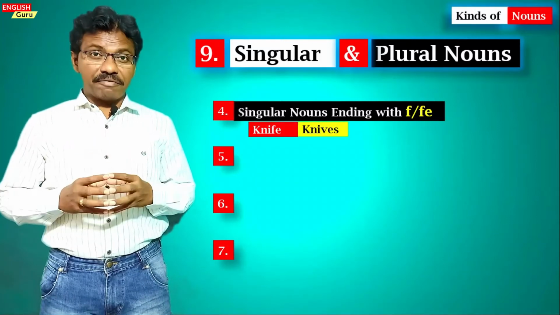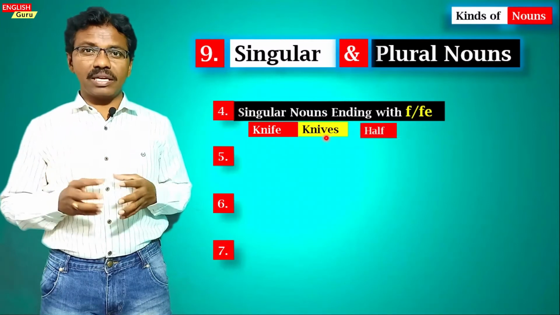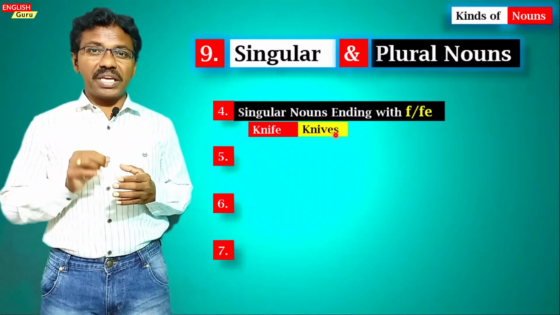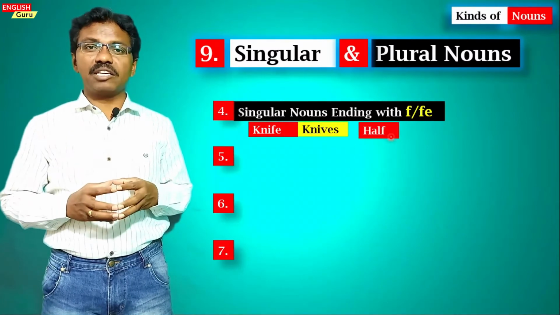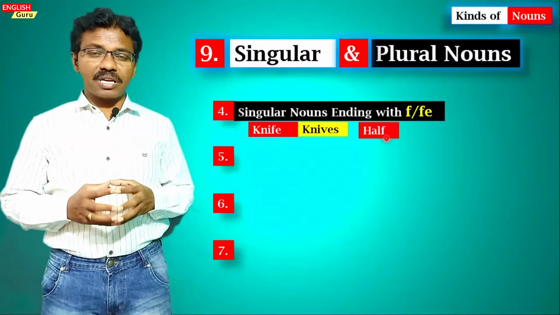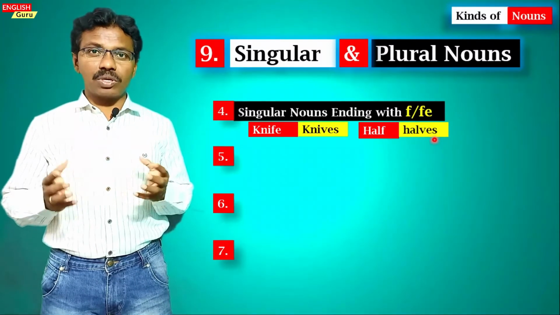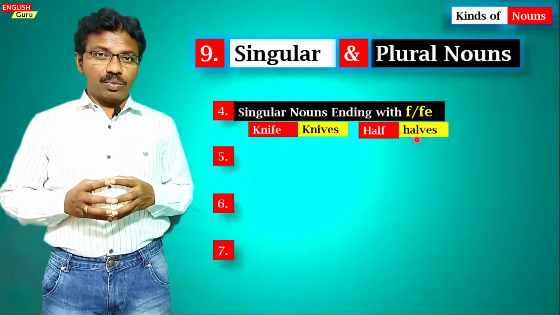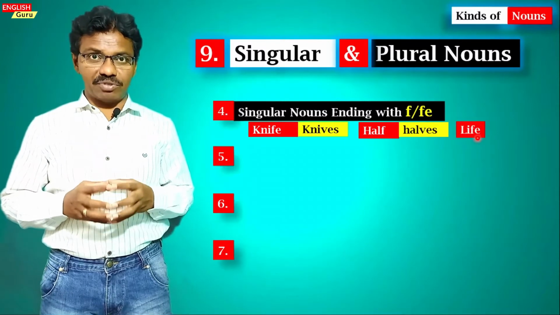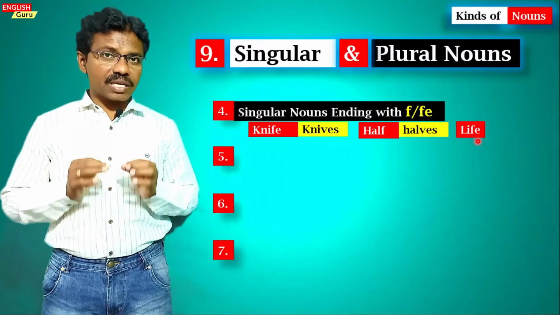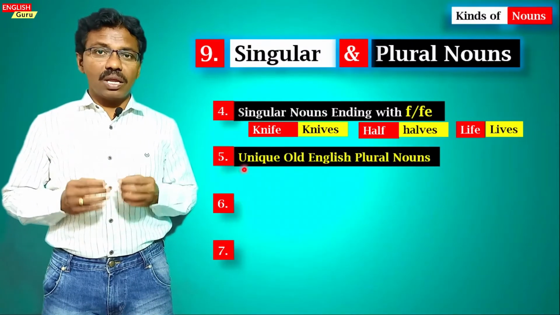For example, knife is a singular. It ends with FE. If you want to make it plural, it becomes knives. We have to remove FE and add VES, then it becomes plural. Half is a singular. It is ending with F, and if you want to make it plural, it becomes halves. We should remove F and add VES. Life is a singular. It is ending with FE. We should remove FE and add VES, it becomes lives.